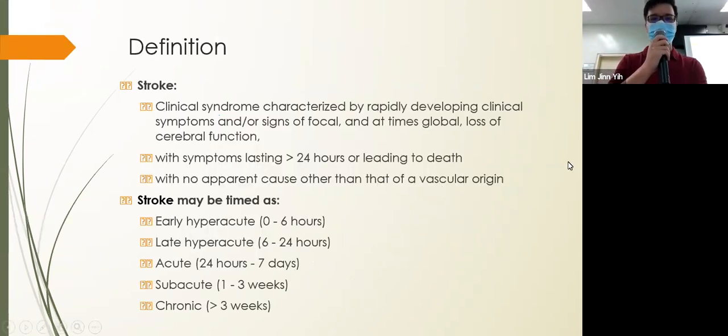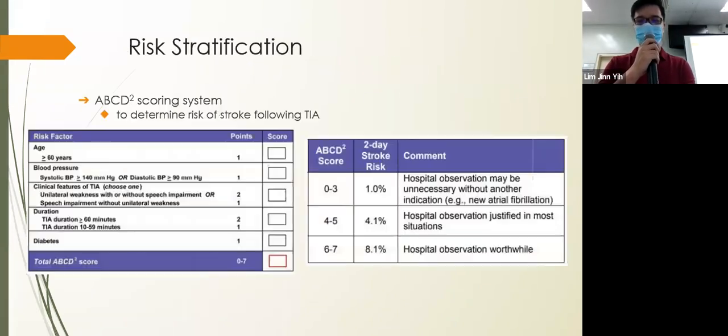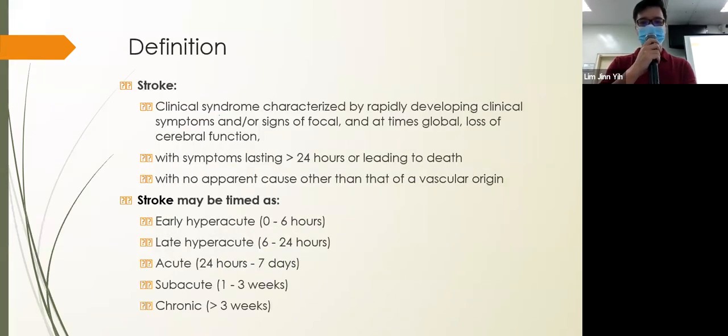Okay, so the definition of stroke: basically it's a loss of cerebral function, whether focal or global, with a range of symptoms lasting more than 24 hours, and at the worst end of the spectrum can lead to death. It is caused by a vascular origin.